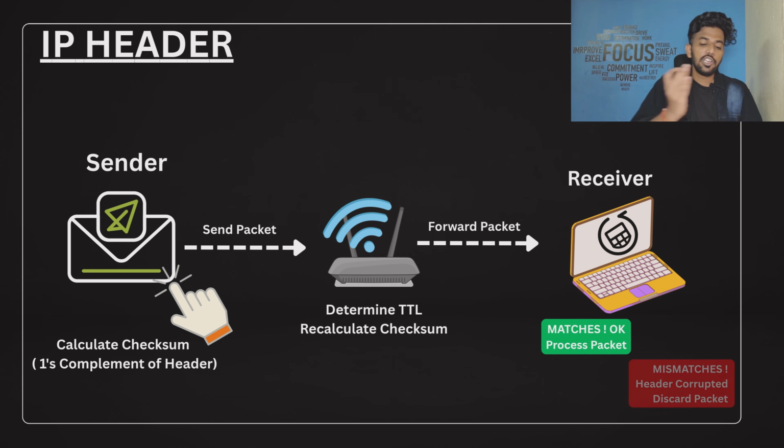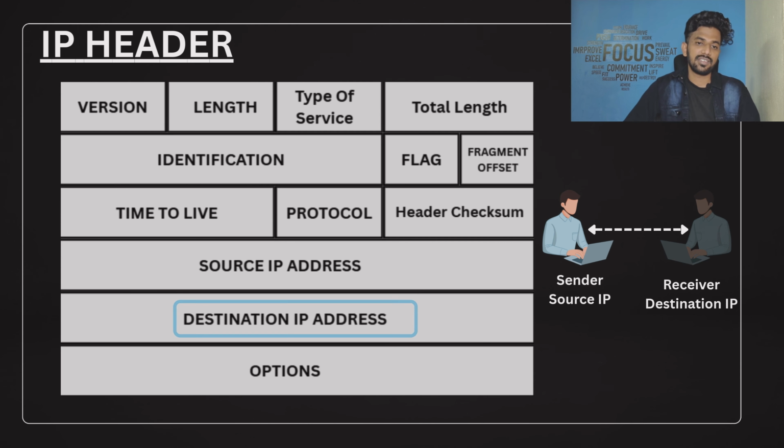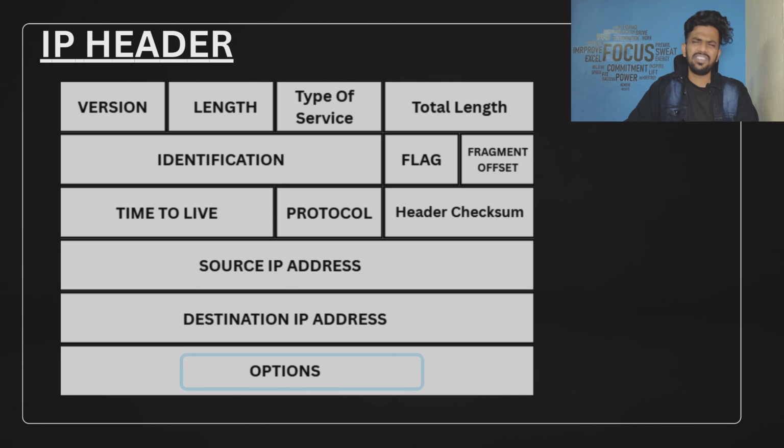The next one is the source IP, which is simply the IP address of the sender. After that, the destination IP address, which is the IP address of the receiver who is going to receive the packets. Finally, there is an option field, which is rarely used. It can include things like security, timestamps, or debugging information. So this is all about the IPv4 header.